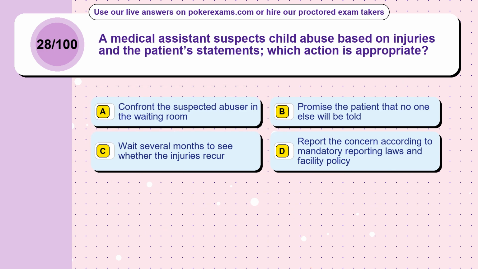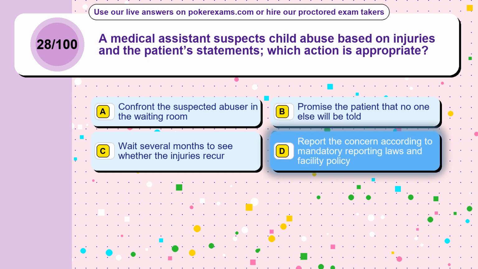Question 28. A medical assistant suspects child abuse based on injuries and the patient's statements. Which action is appropriate? Option A. Confront the suspected abuser in the waiting room. Option B. Promise the patient that no one else will be told. Option C. Wait several months to see whether the injuries recur. Option D. Report the concern according to mandatory reporting laws and facility policy.